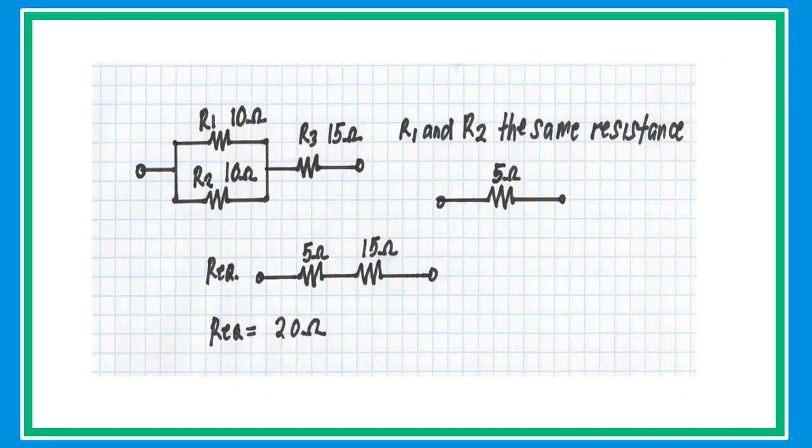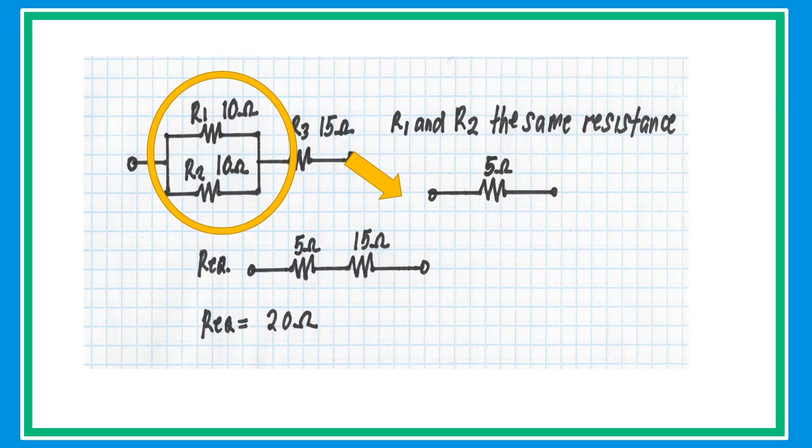Here we have another example. Let's calculate the resistance. R1 is 10 ohms, R2 is 10 ohms, and R3 is 15 ohms. You notice that the two resistors are connected in parallel. Then just simply get half of it to have 5 ohms equivalent resistance. Then redraw the circuit and simplify. Add R3, which is 15, to have an equivalent resistance of 20 ohms.